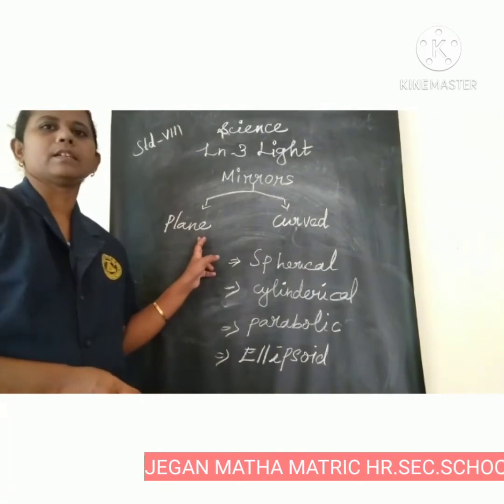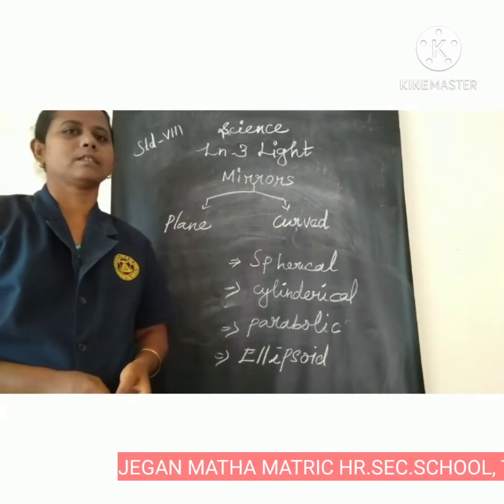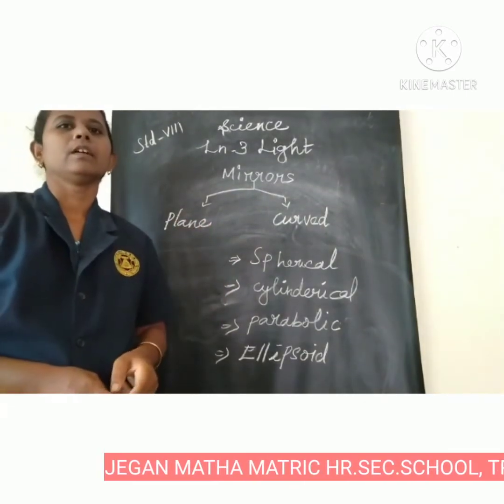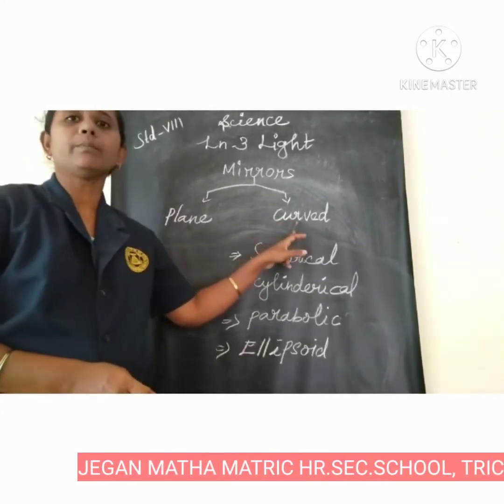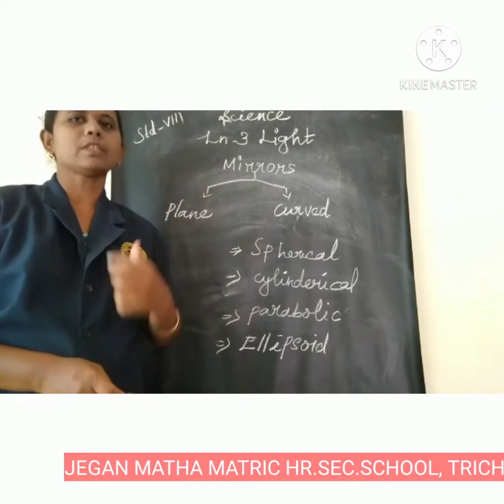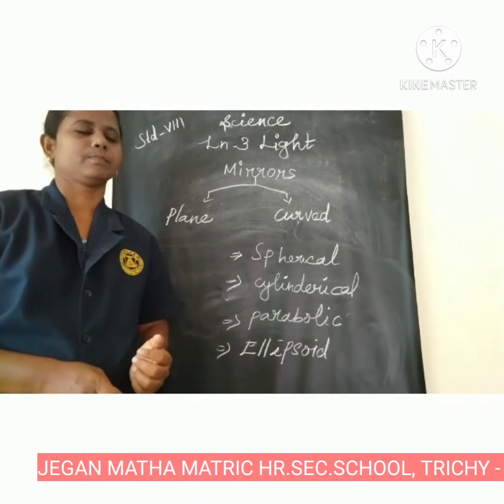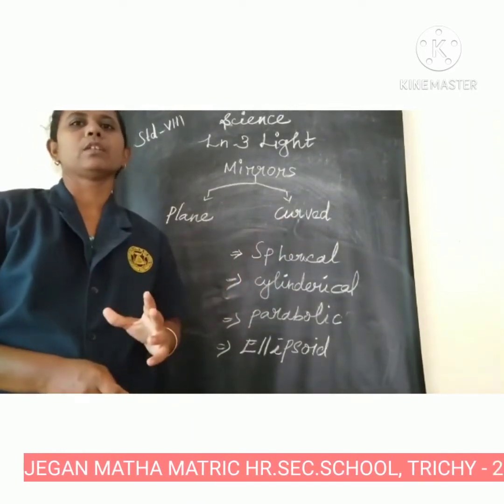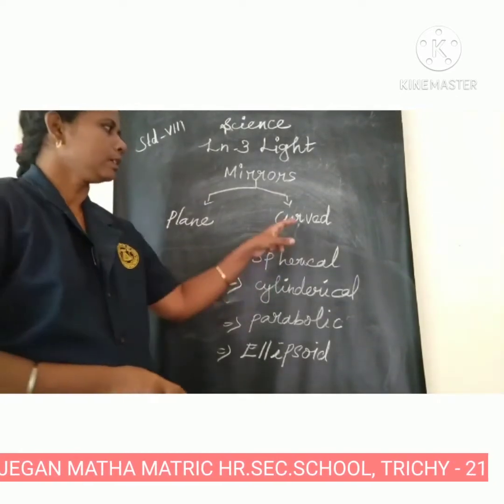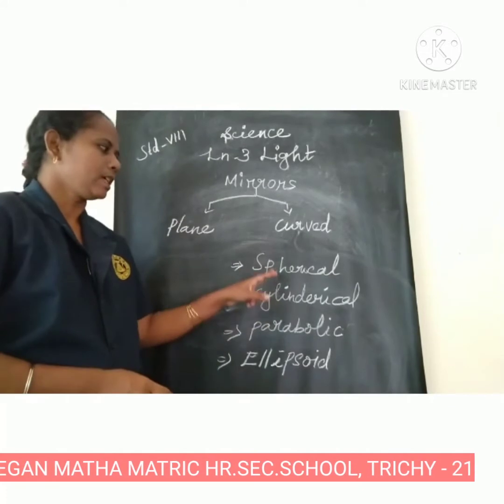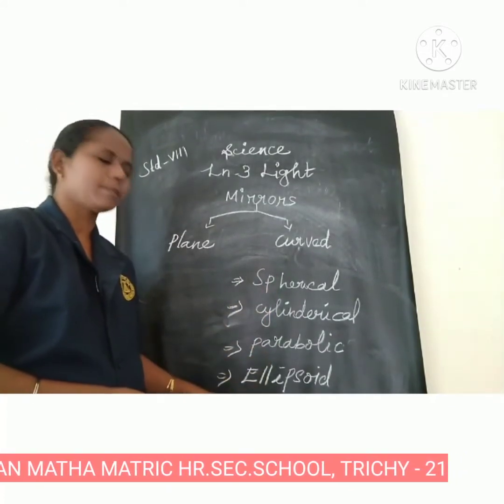The plane mirror forms a perfect image of an object. The curved mirror produces images that are enlarged or diminished. Curved mirrors have four types: spherical mirror, cylindrical mirror, parabolic mirror and ellipsoid mirror.